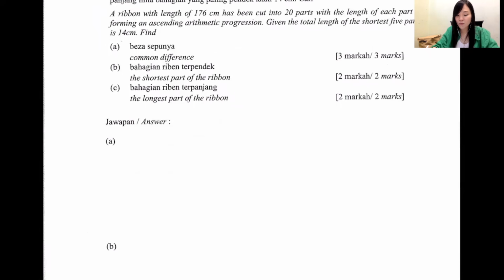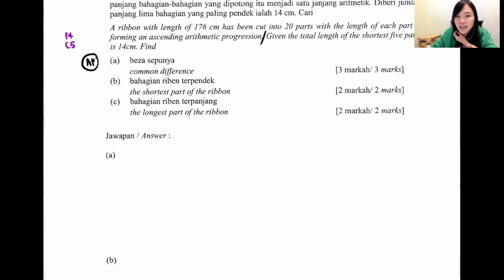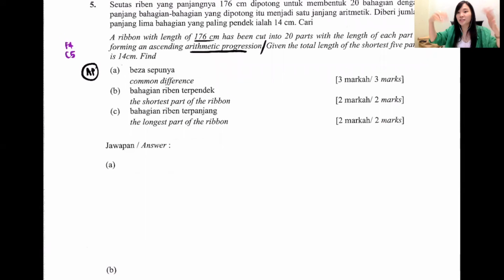A ribbon with the length 176 cm has been cut into 20 parts, with the length of each part forming an ascending arithmetic progression. This question, I don't think I need to ask you what chapter, because they already mentioned it. Isn't it under Form 4 Chapter 5, which is the AP and GP? They already say they form an ascending arithmetic progression. Ascending means small to big, okay? So it's a progression, my dear. At the start, they tell me I have a ribbon of 176 cm.